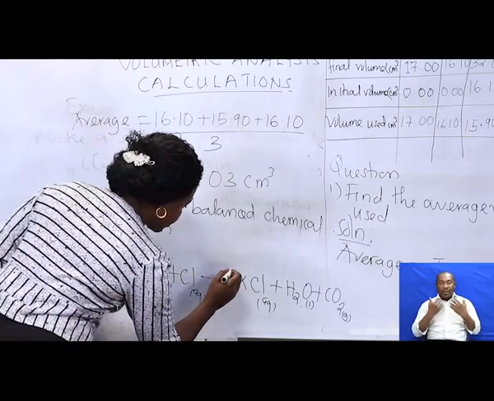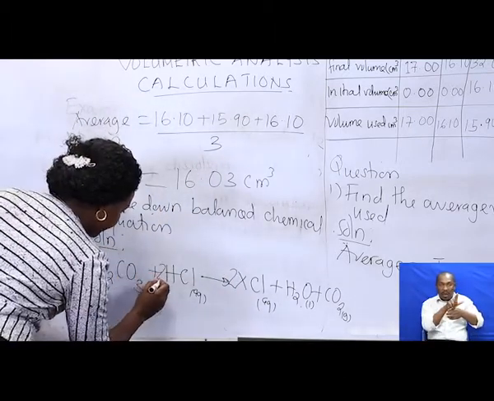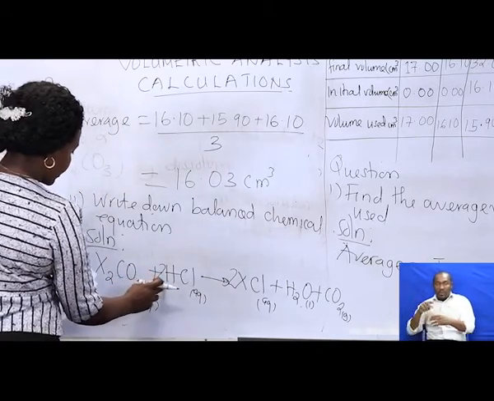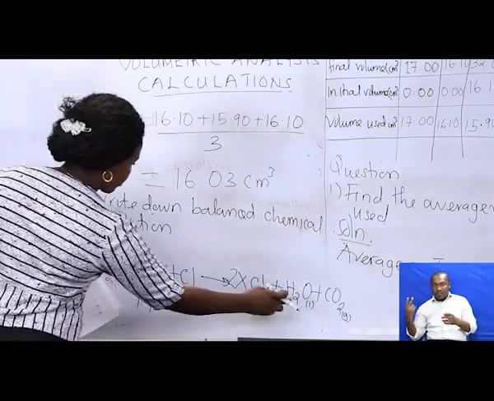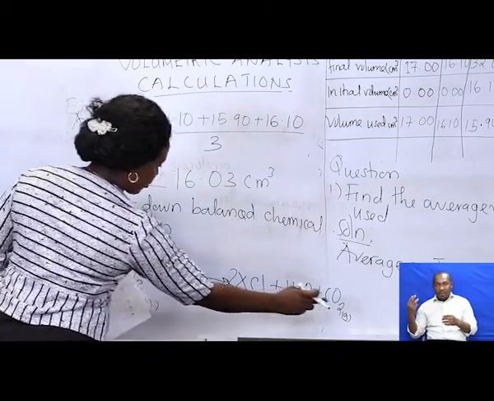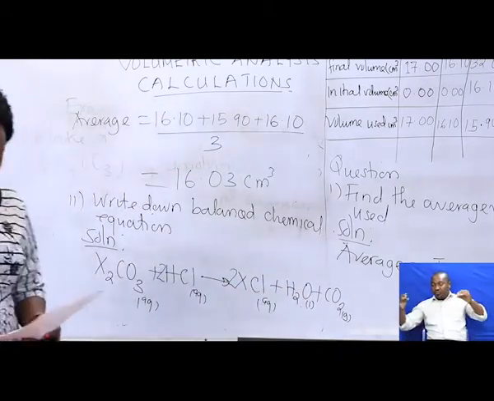What if I had 2 here? To make chlorine to be 2, if I had 2 here, I'll make chlorine to be 2. So what about x? There's 2x, 2x, 2 hydrogen, 2 hydrogen, 3 oxygen, 3 oxygen, 1 carbon, 1 carbon, 2 chlorine, 2 chlorine. Now the equation is well balanced.